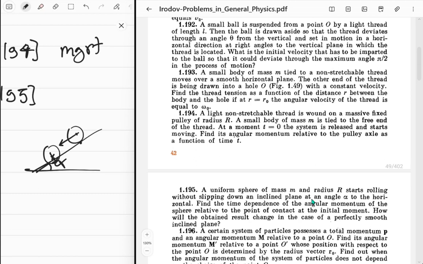Oh yeah, and what else was the thing? How will the obtained result change in case of a perfectly smooth inclined plane? It won't change. Friction is just not here, so no difference, right? It's still the same thing. And moreover, this is not just for a sphere. It's for any body that is rolling with some kind of radius. For any such body, this will work.